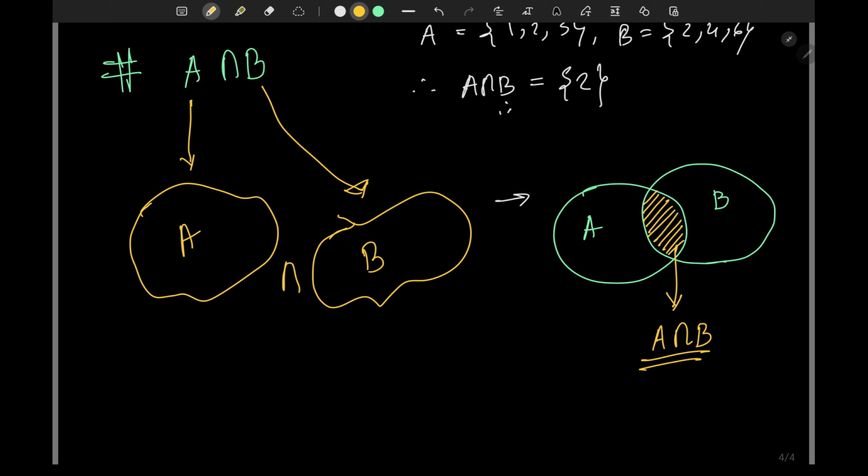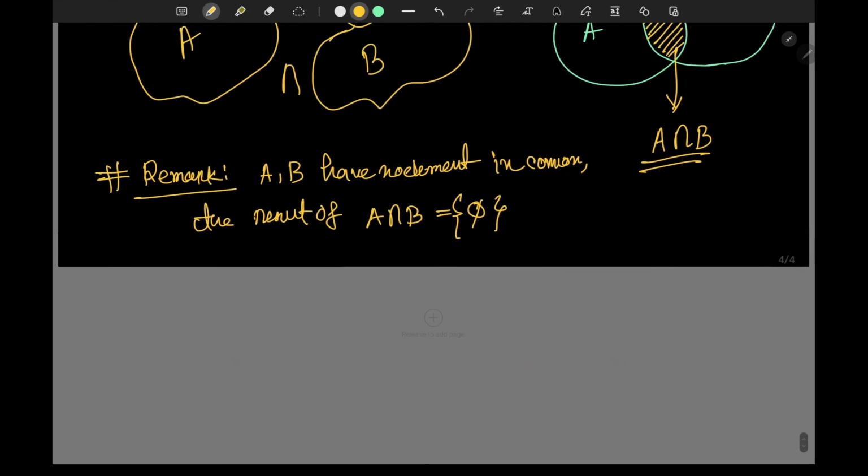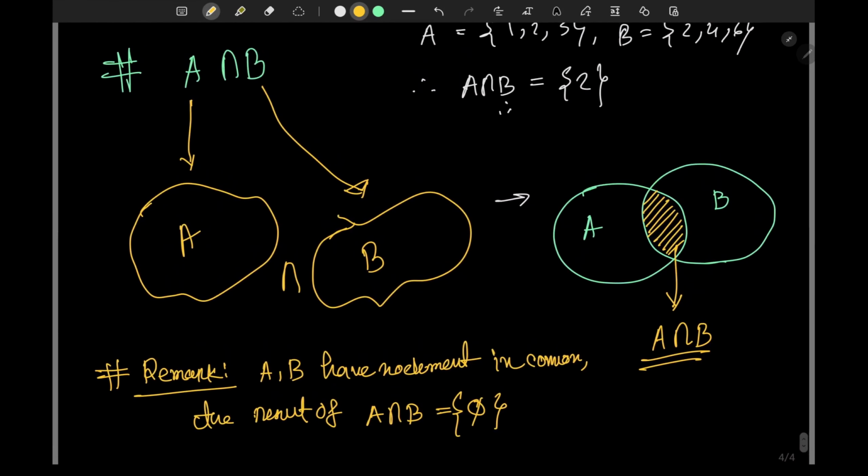All right. And there is another remark, I'm not sure if I mentioned it in the other video, that if two sets, let's say A and B, have no elements in common, the result of A intersection B will be the null set. So this is another remark. There's nothing in common, and null set is the symbol or the term that we use to signify that.